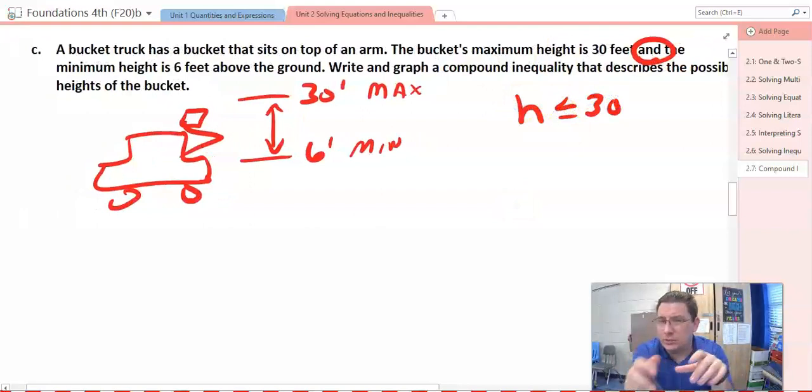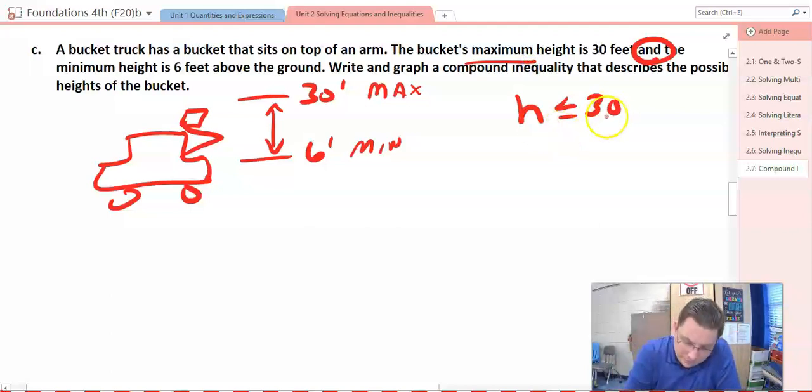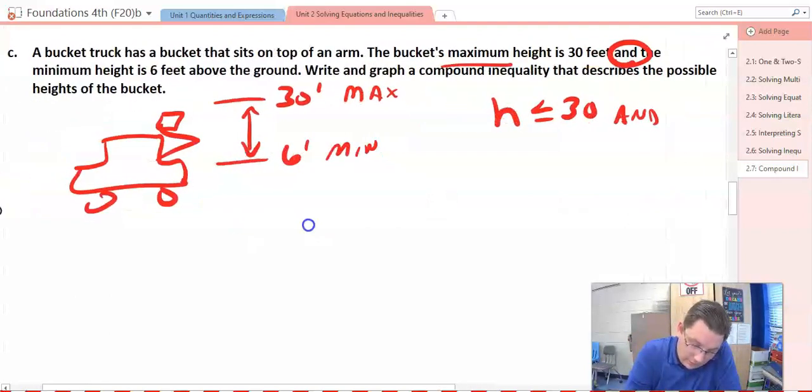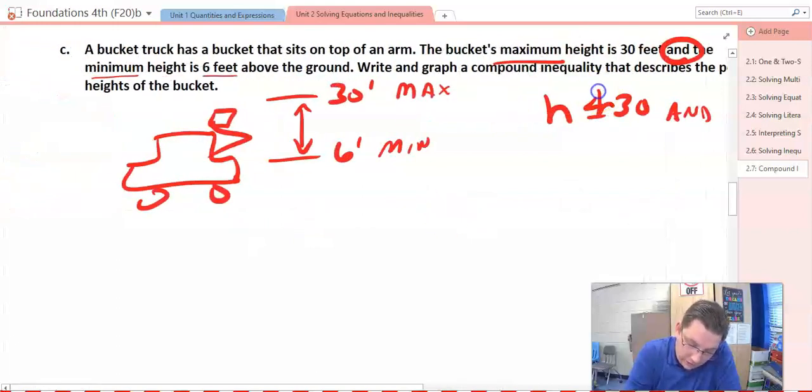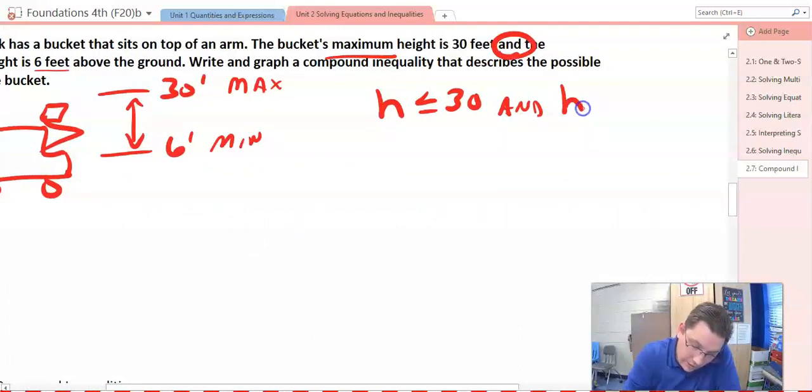And we talked about these phrases. Maximum was in those words that we talked about in section 2.5. Go back to that, right? And so h is less than or equal to 30. If we come back over here, the minimum height is 6 feet. And so h has to be what? h is greater than or equal to 6.